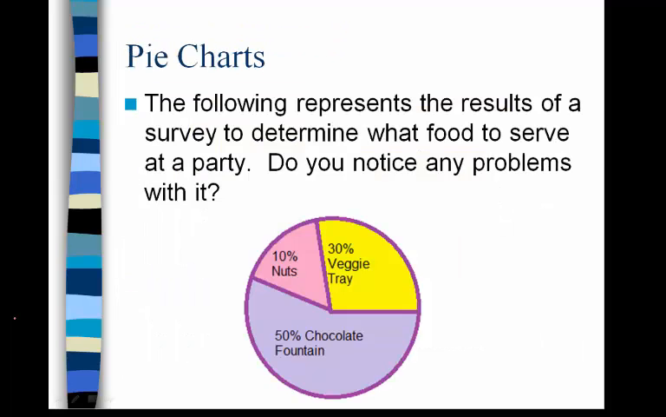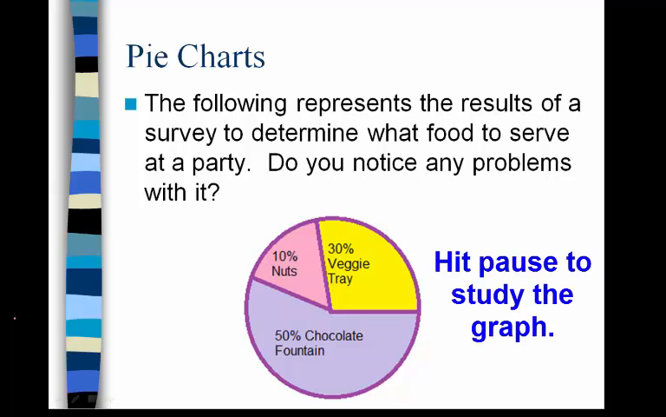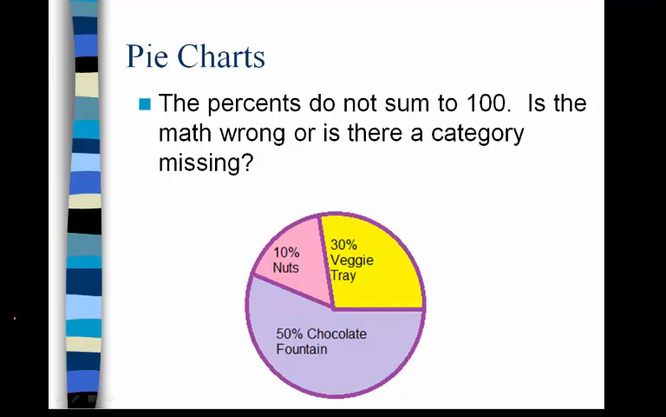Now let's look at pie charts. The following represents the results of a survey to determine what food to serve at a party. Do you notice any problems with it? The percents do not sum to 100. Is the math wrong, or is there a category missing? And we have no way of knowing that as the reader.